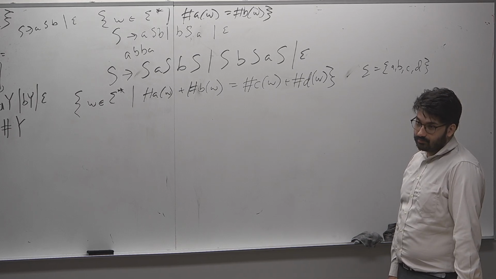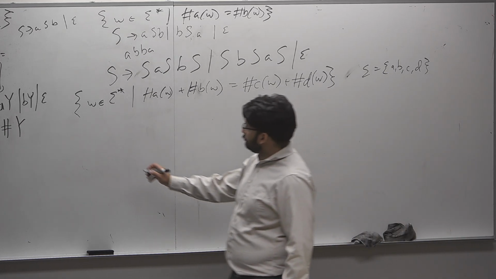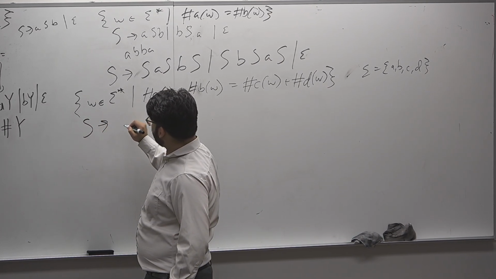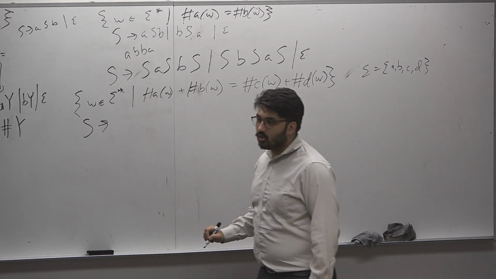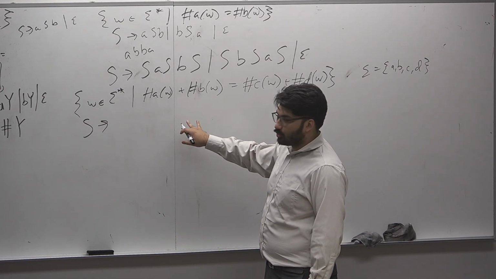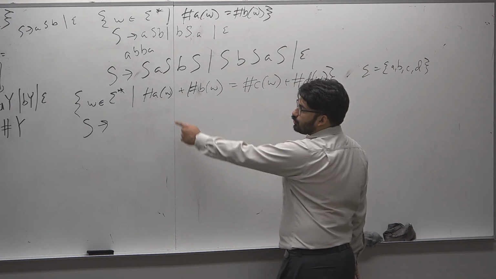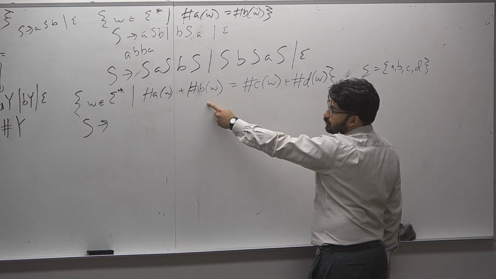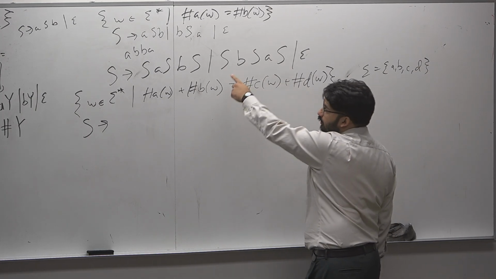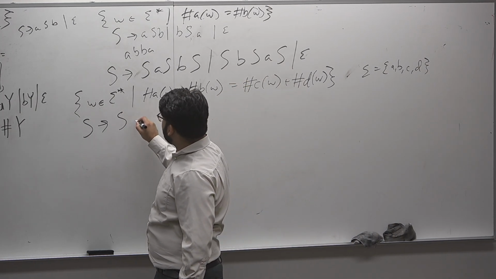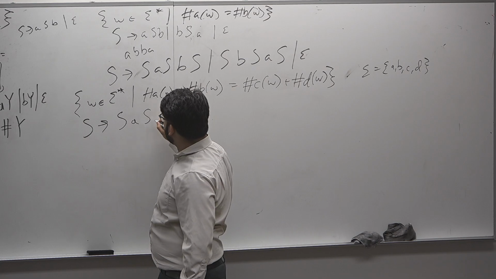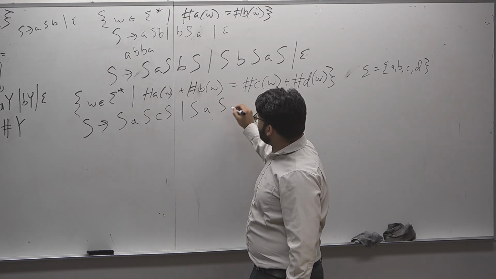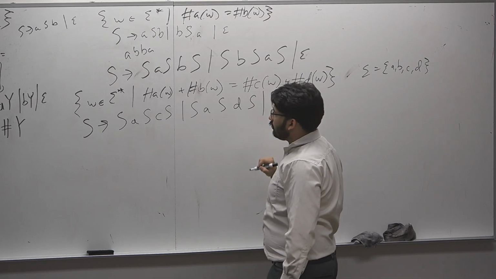Yes. S goes to ASC or ASD. Yes. So before we get too intimate with the actual productions, let's describe what's going to happen. Every time you put an A, you're going to make sure you put a C or a D. And every time you put a B, you're going to make sure you put a C or a D. So following a similar pattern, it's going to be S, A, S, C, S, or S, A, S, D, S, or, we're not done though.